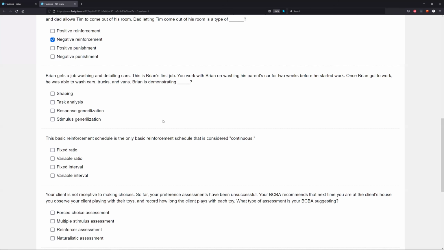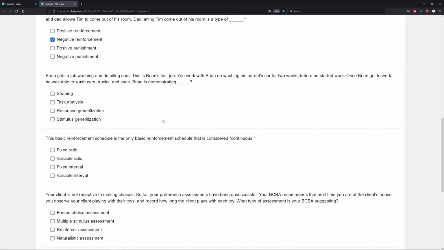Is this shaping? No, because in shaping, he can't already do the behavior, right? So we're not trying to build up to the behavior. He can already wash a car. Task analysis, we're not breaking down car washing. Again, he can already do the car washing. He's just demonstrating it across multiple stimuli, okay? So this is response generalization or stimulus generalization.